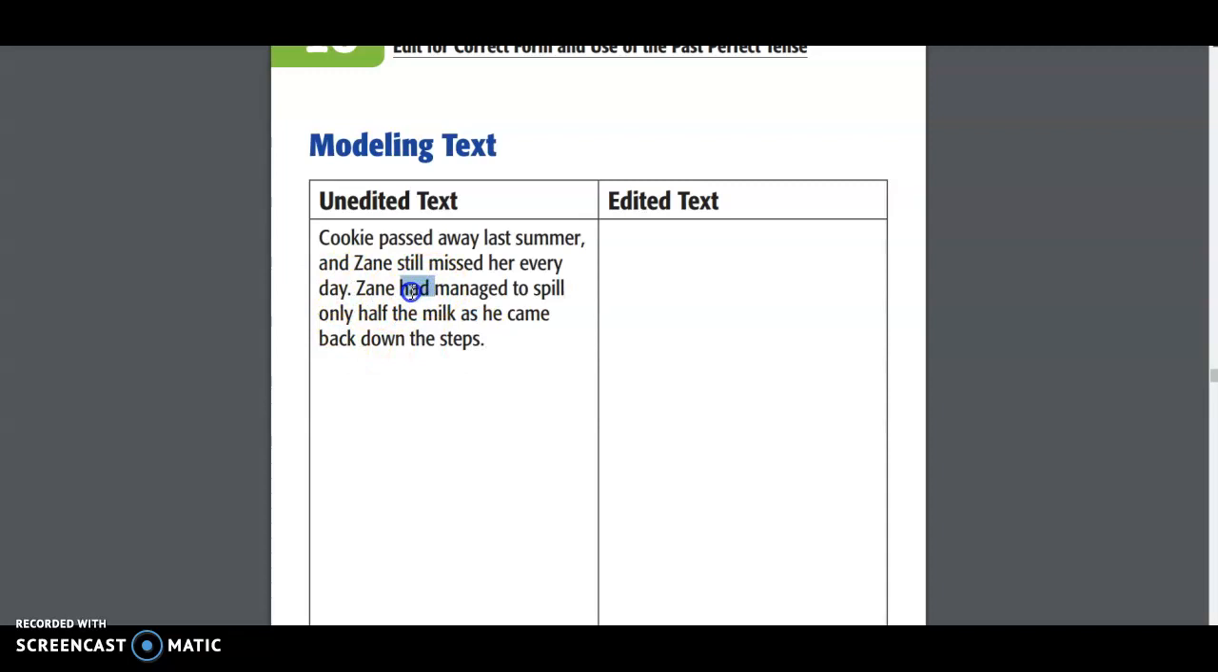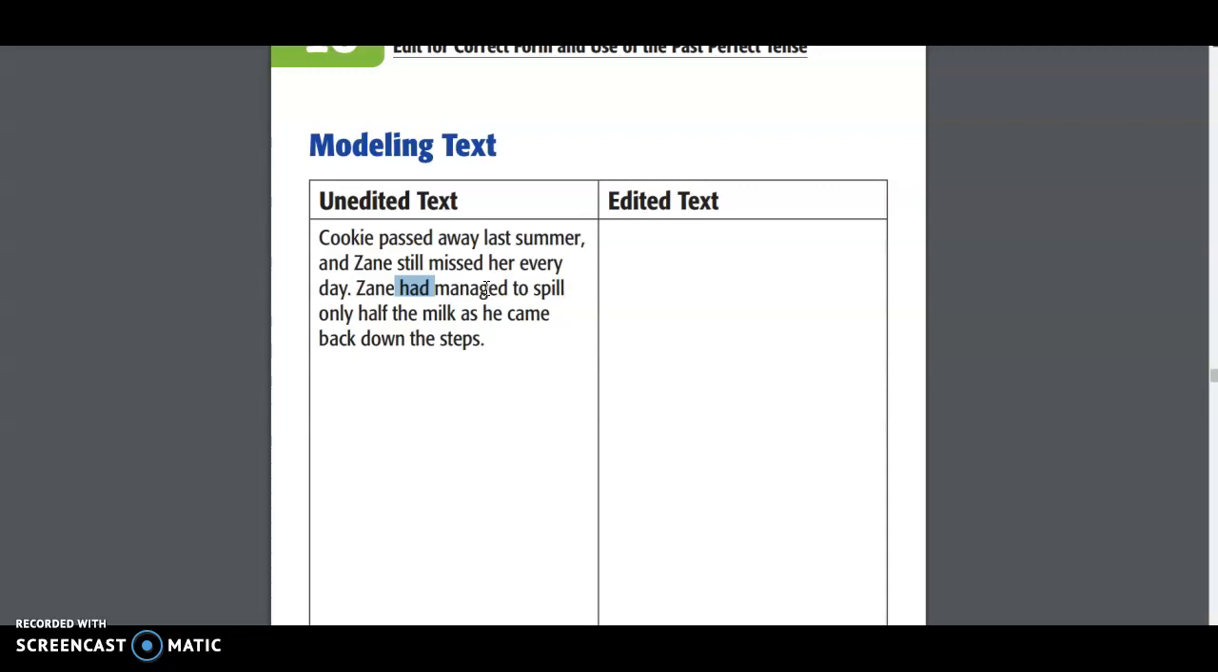So you would just get rid of the had here and you have to put it in front of this one. Because Cookie passed away last summer happened before and Zane missed her every day. She passed away and then Zane missed her. Okay? So had would go here, but not here. All right, boys and girls?